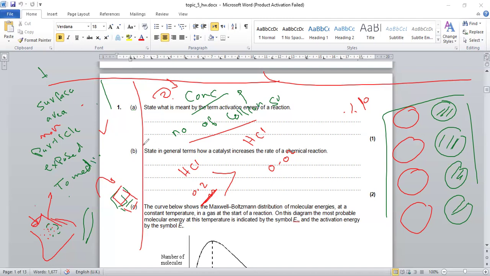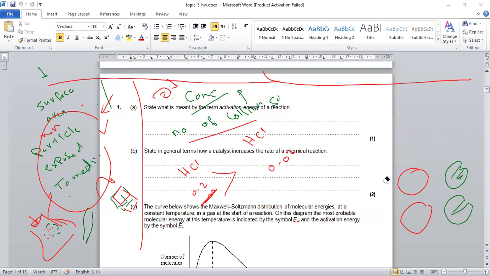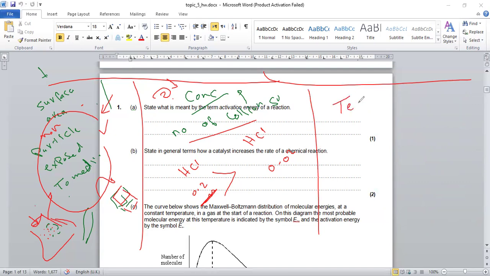So for surface area, we talk about the particles exposed to the medium. For concentration, we talk about the probability of collision. And temperature is the fourth factor. Temperature: from O level, you studied the effect of temperature on the particles. Do you know what the effect of temperature on the particles is?